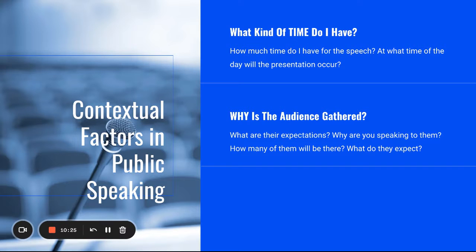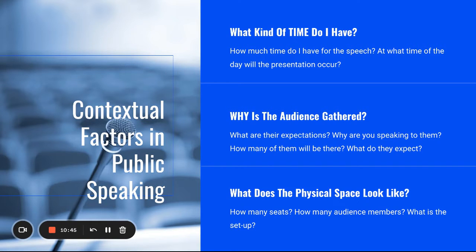Why is the audience gathered? Is the audience there because they have to be? Is the audience there because they volunteered to be? What are the expectations for the audience? Why are you talking to them? How many audience members should be there, and what do they expect from you? What do they think they're gathering to hear?